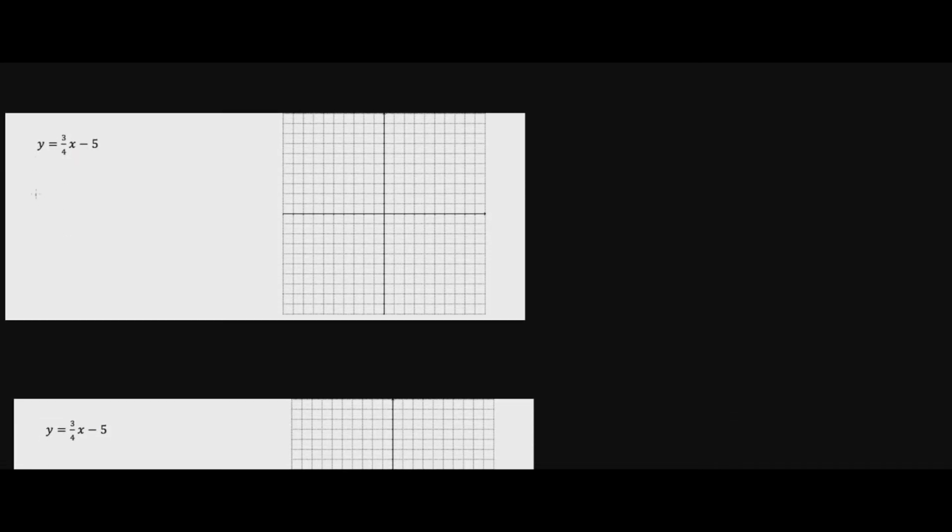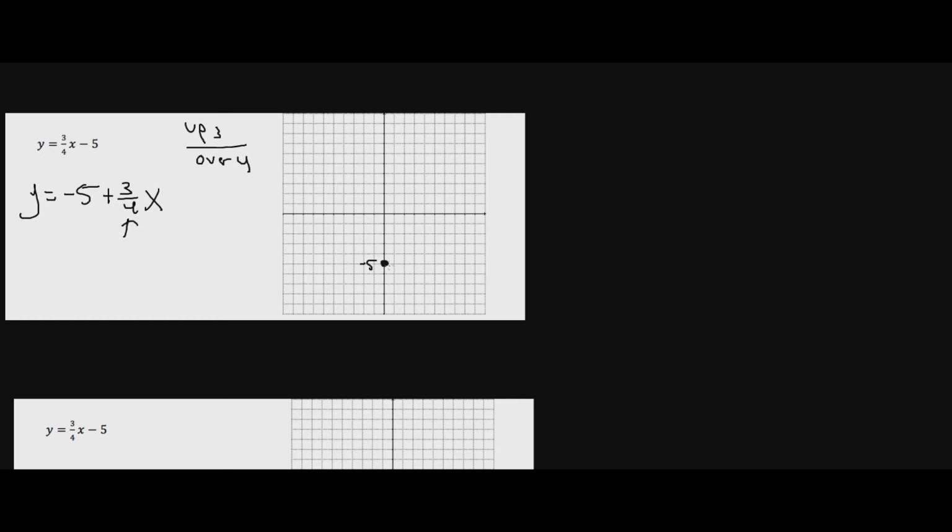Let's try this one out. Well, this is y equals negative 5 plus 3 over 4x. So we're starting at negative 5. So negative 1, 2, 3, 4, 5 right there. This is negative 5. And we're going to go up 3 over 4, which is right here.